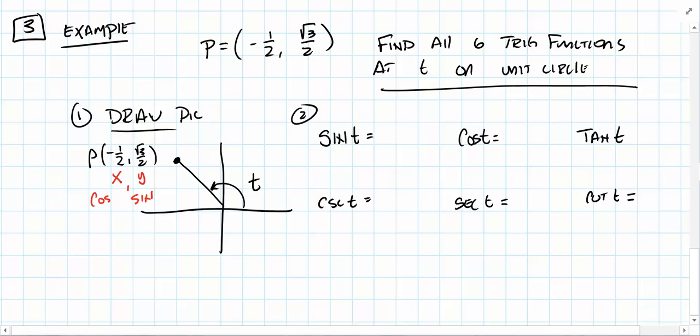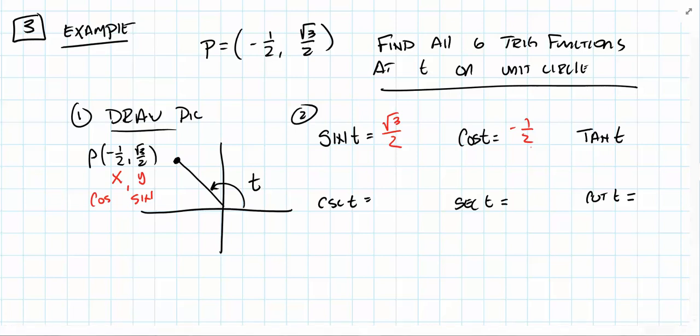So I have all the information I need. How can I define now the sine of T? What's the value for the sine of T? Y, right. In this case, what's the y value? Very good. So this would be root 3 over 2. What would be the cosine of T? Negative 1/2. Very good. So now that I have these two, I can automatically get the two below it, right?